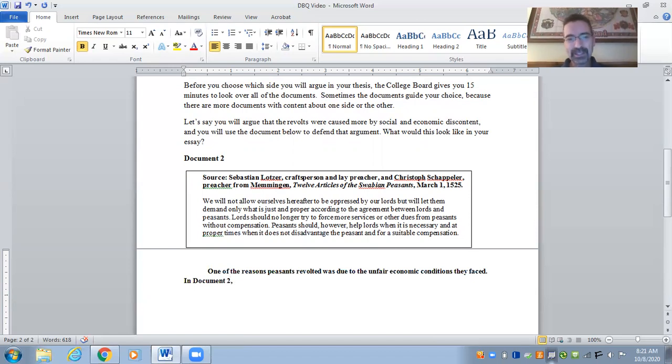Now, you don't have to start at every single thing like this. In fact, you can sometimes just write something out and put document 2 in parentheses at the end of your sentence.